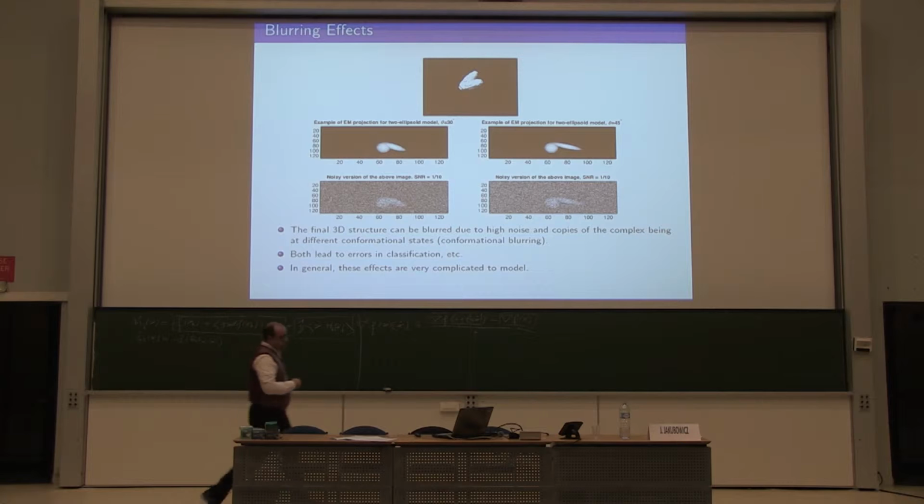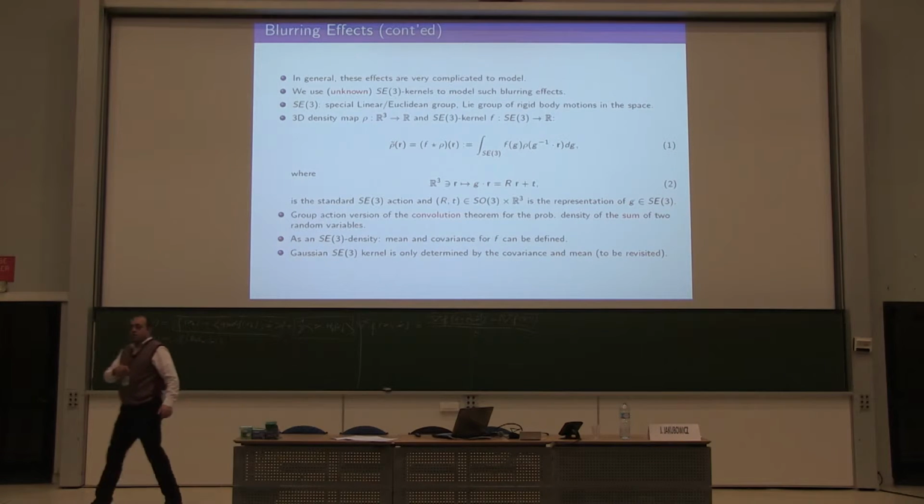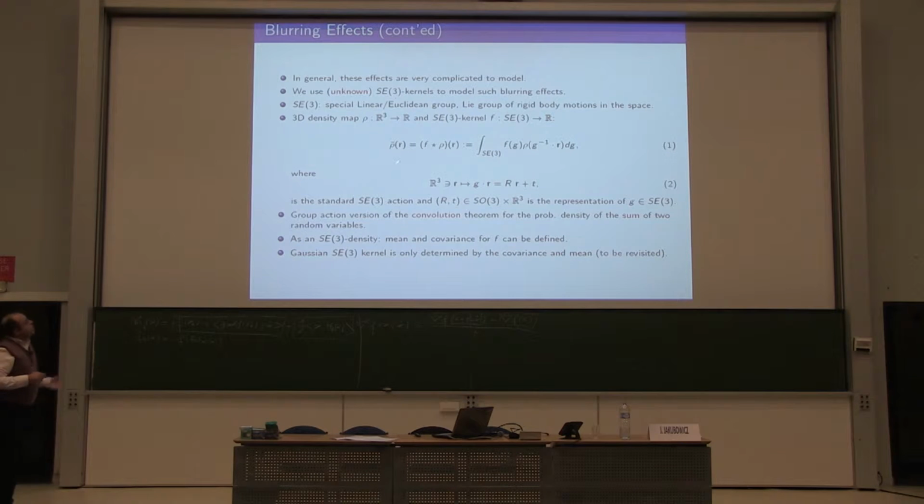So now, in the next step, we try to model these two types of blurring through convolution by SE3 kernels. Obviously, we don't know the kernel, but this is just a formal way of describing it. We assume that you have a density map, the 3D volume rho, and then you have an unknown probability density on SE3, which causes this blurring.